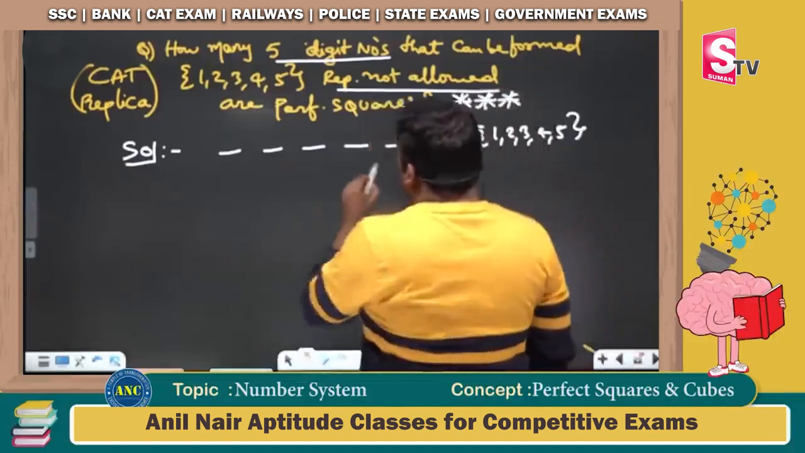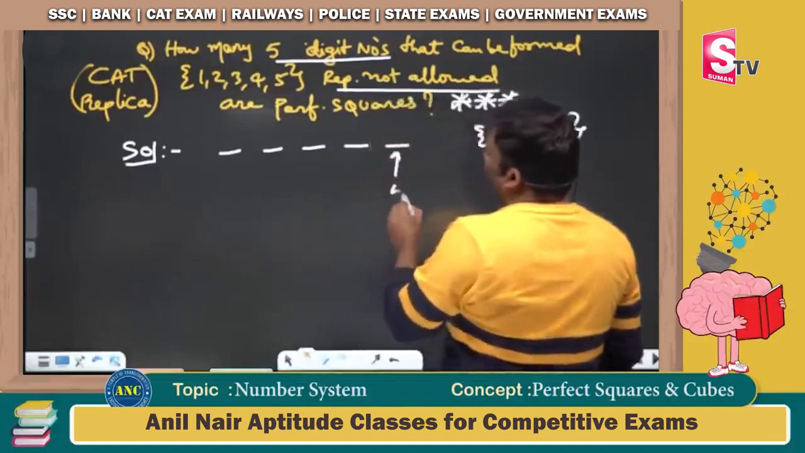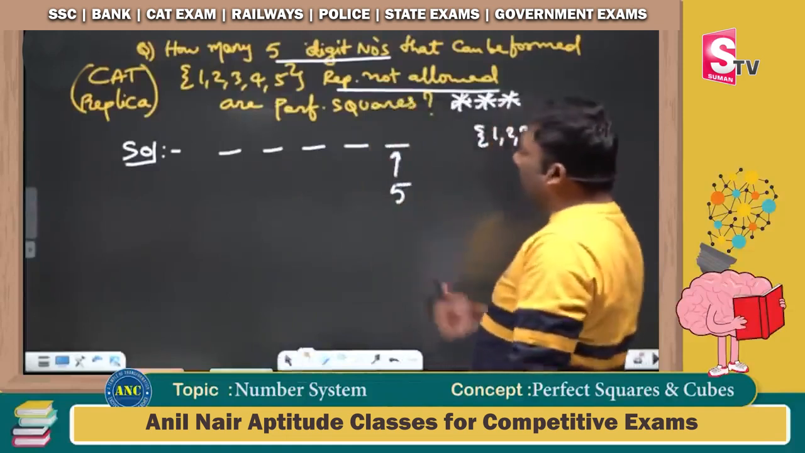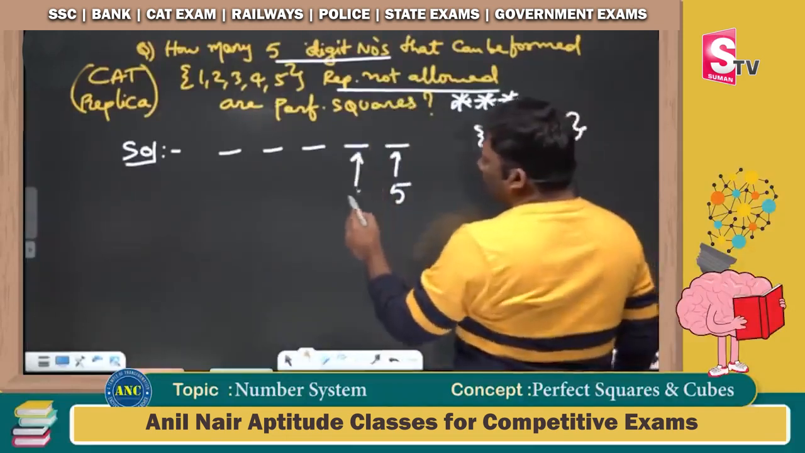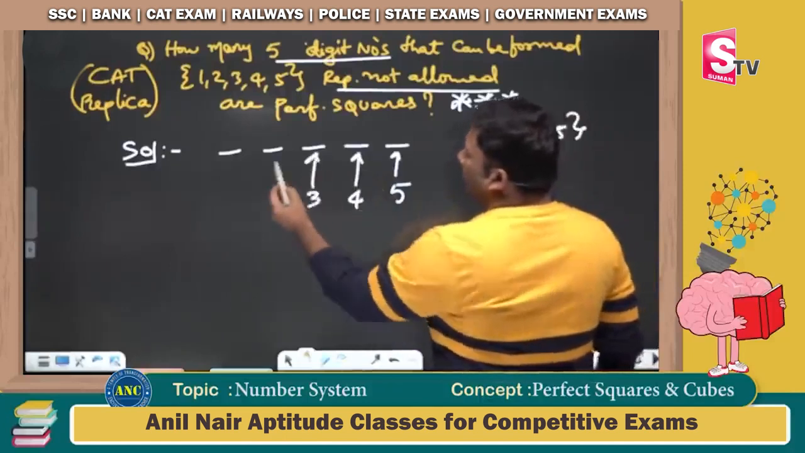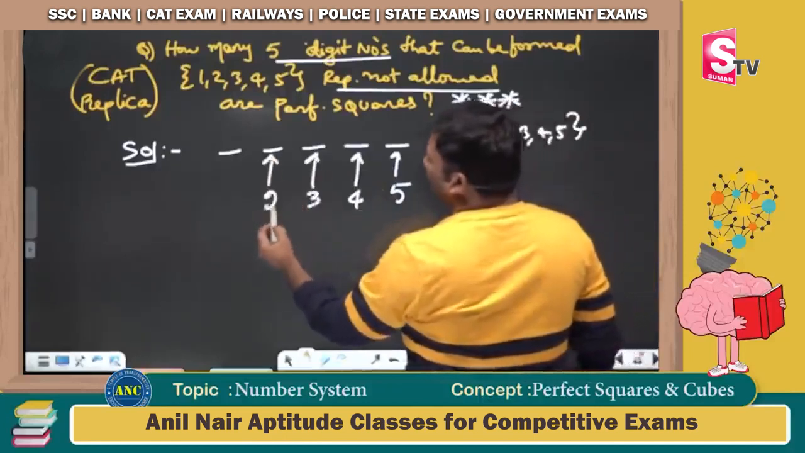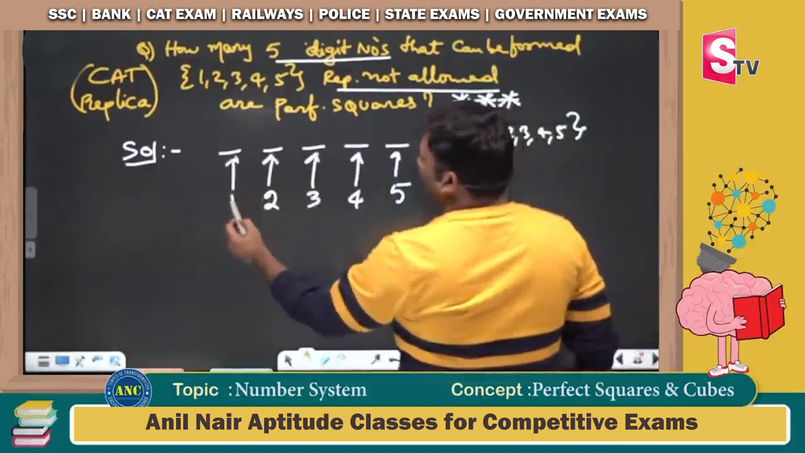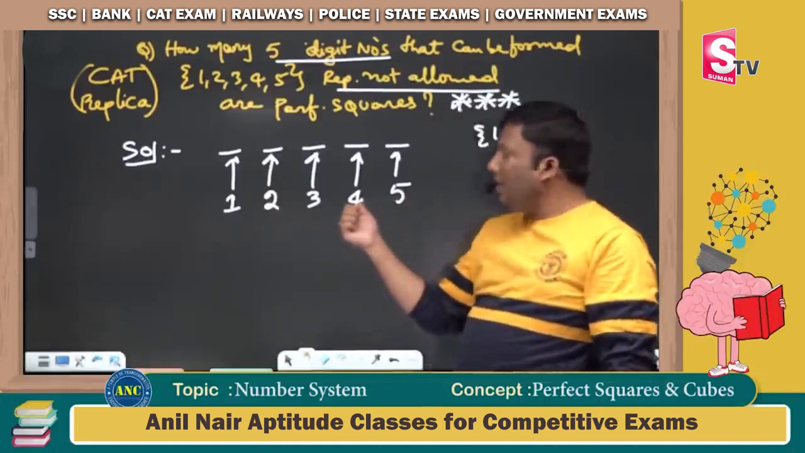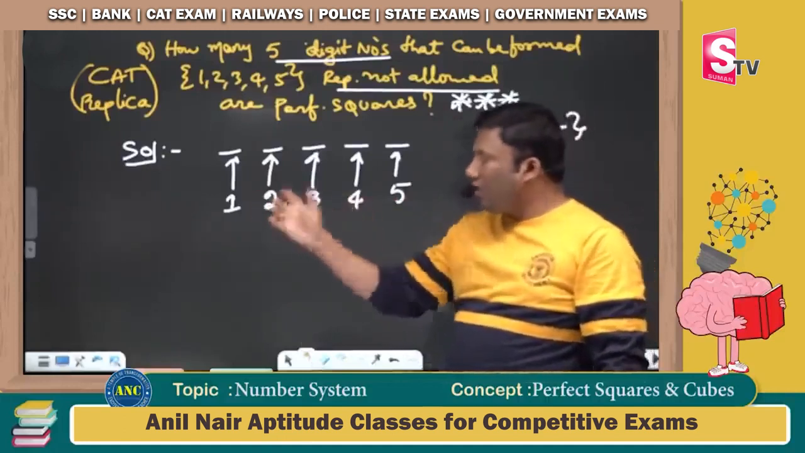Now see here. Total, this place can be filled by any one out of the 5 digits: 1, 2, 3, 4 or 5. Repetition not allowed, so from the remaining 4 digits, 1 digit will come. From the remaining 3 digits, 1 digit will come. From the remaining 2 digits, 1 digit will come. The remaining 1 digit will be there. This place can be filled in 5 ways, this place in 4 ways, 3 ways, 2 ways, 1 way.